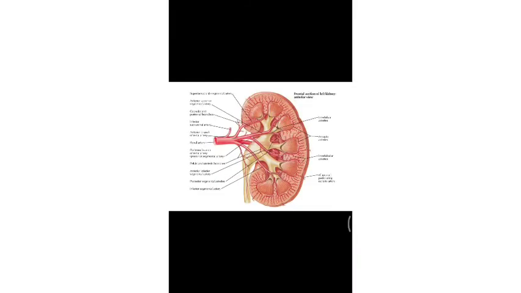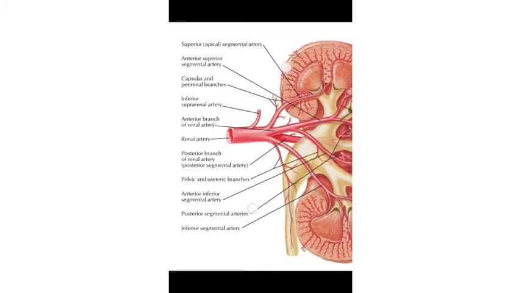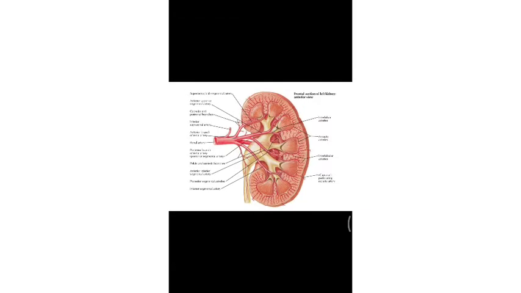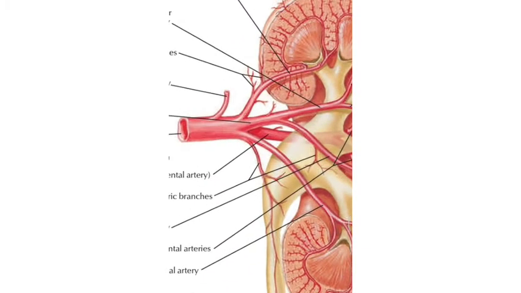We are going to see the arterial supply of the kidney. So the arterial supply to the kidney mainly arises by the renal artery, which is a branch of the abdominal aorta. Here you can see the renal artery. It lies in front of the pelvis and behind the renal vein in the hilum of the kidney. At the hilum, or just before entering the hilum, it divides into two branches.